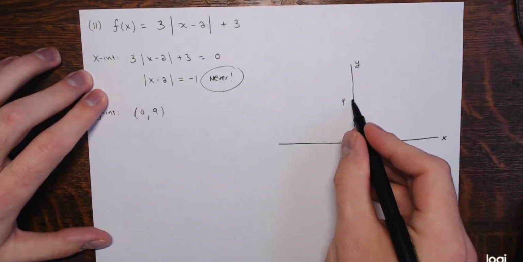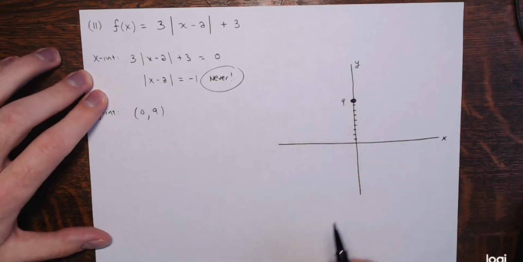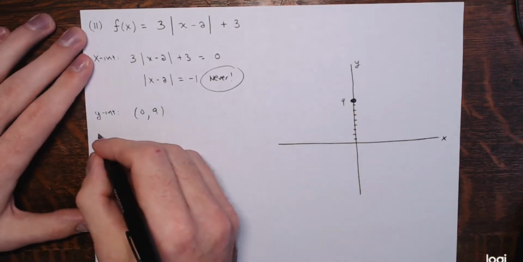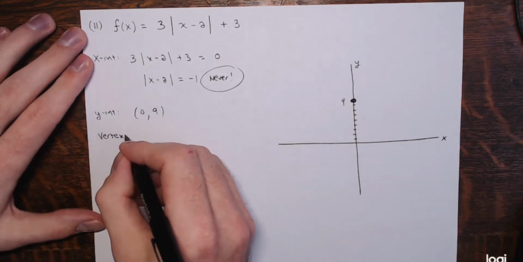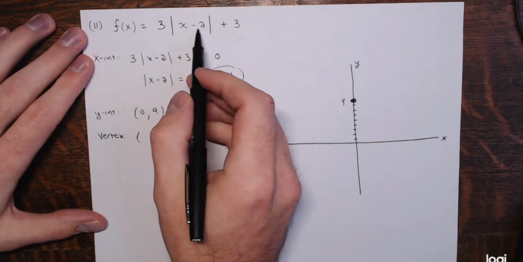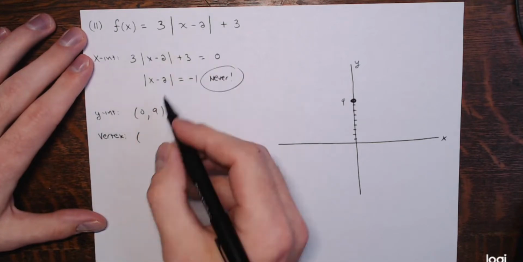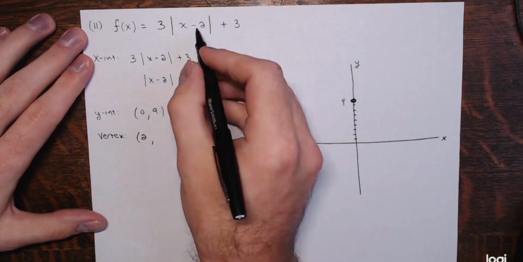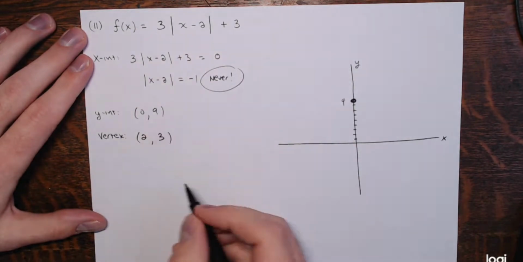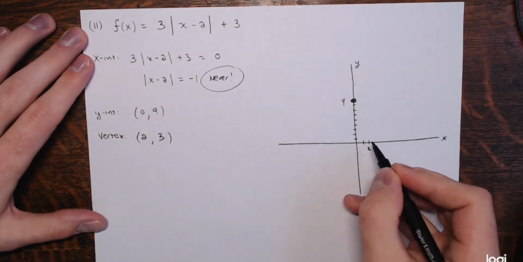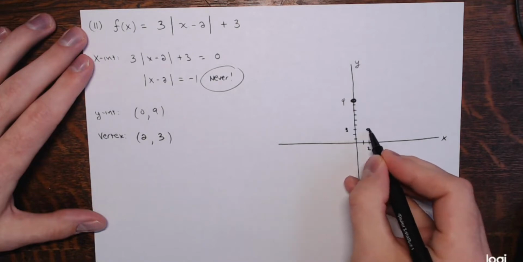A very rough sketch here. There's a point on the graph, (0, 9). And the vertex would be easy enough again, right? Just the x-coordinate would be 2, what makes the expression in the absolute value equal 0. And if x were 2, the output would be 3. So (2, 3) for the vertex.